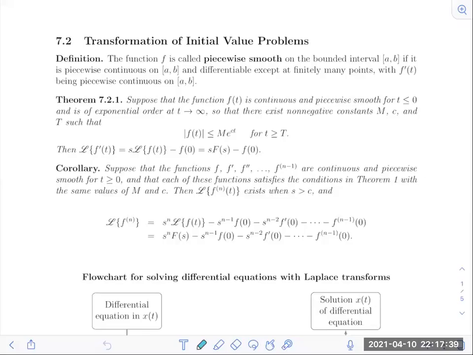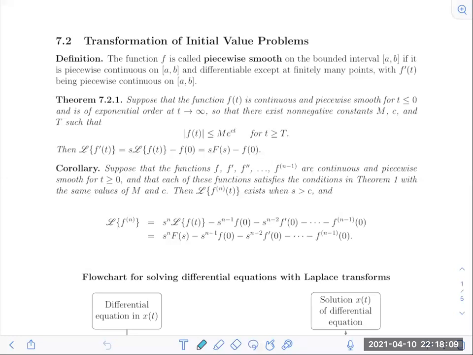In this video, we will discuss section 7.2, transformation of initial value problems. In the previous video regarding section 7.1, we introduced Laplace transforms. We discussed how to find the Laplace transform of a given function, as well as to find the inverse Laplace transform of a function. However, in section 7.1, we really didn't see how this related to differential equations in general.